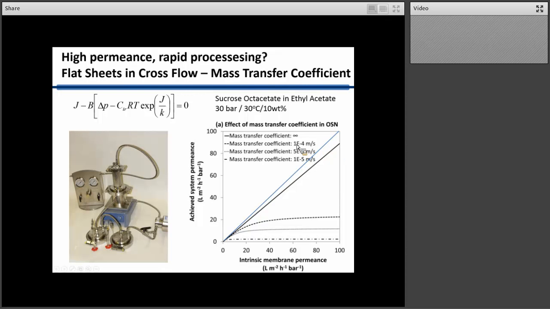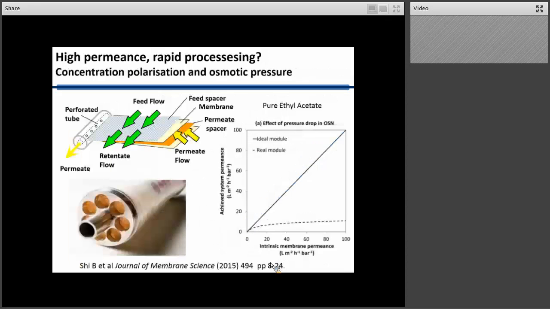But as my mass transfer coefficient goes to 1 times 10 to the minus 4, which, by the way, will be a very good mass transfer, very high, down to 1 times 10 to the minus 5, you can see that the achieved system permeance, what I get out of my membrane, starts to level out and does not increase as the intrinsic membrane permeance increases. Which is to say that I can improve the permeance of my membrane, but it won't necessarily improve the permeance that I get out of the system because I'm totally limited by mass transfer in the boundary layer above the membrane.